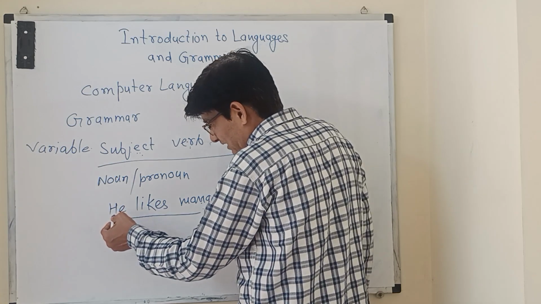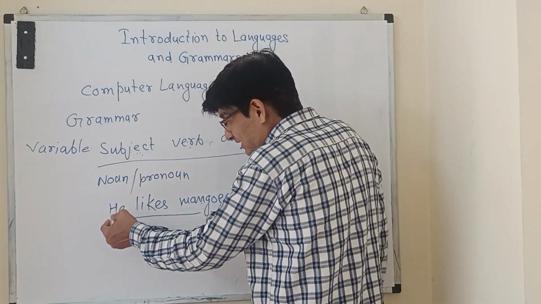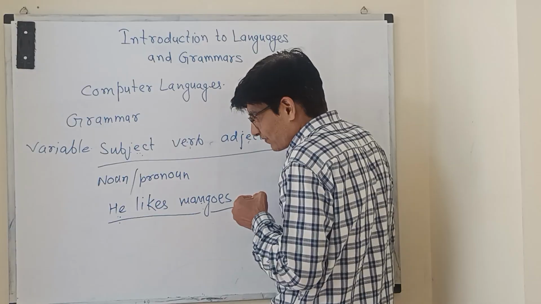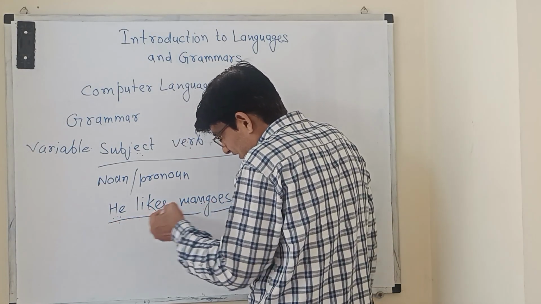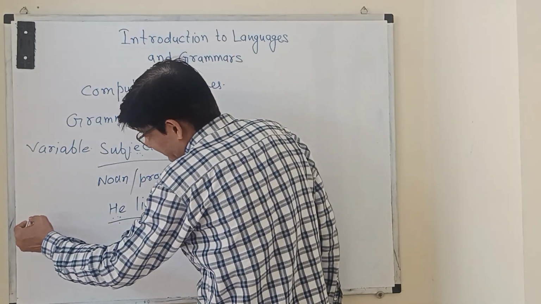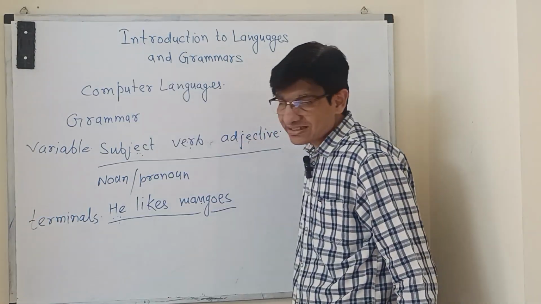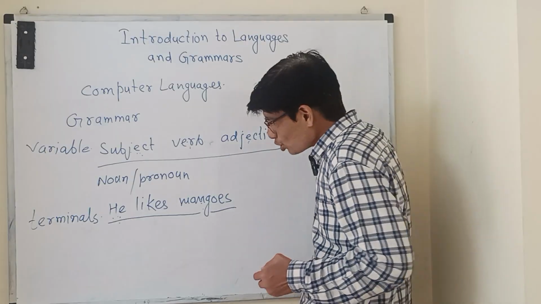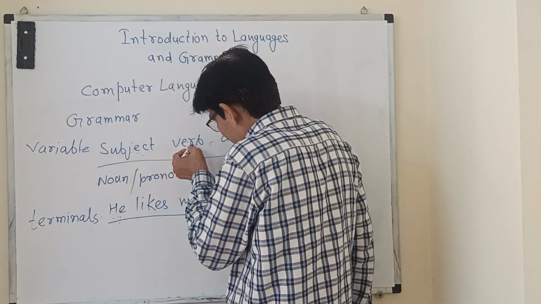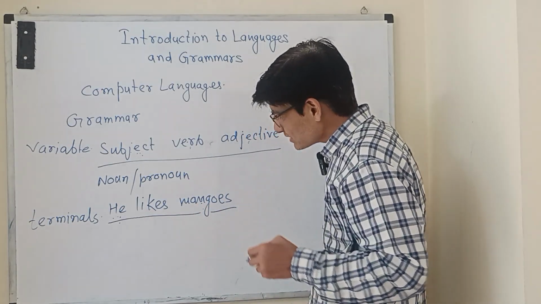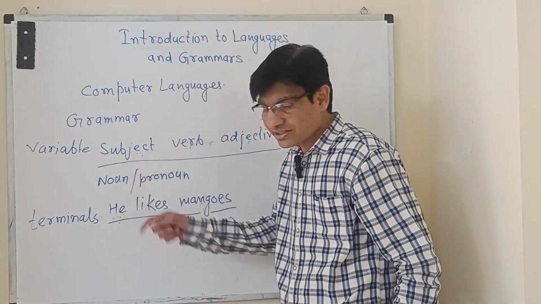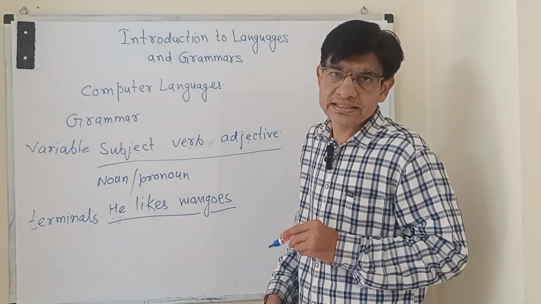We cannot replace "he" with something. So this is the final sentence of the English language. All these words in this final sentence you can consider as terminals. So these are the variables of the grammar, and these are the terminals of the grammar. And using these terminals and variables, we can create so many sentences.